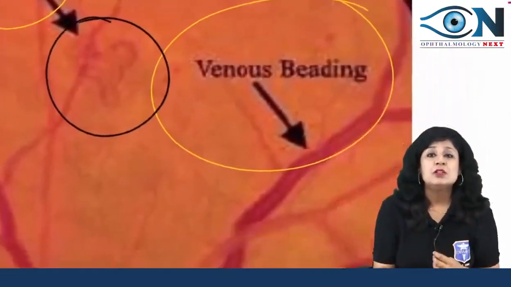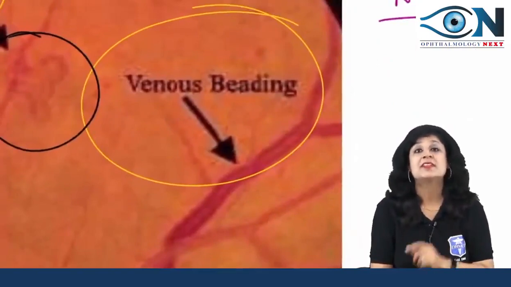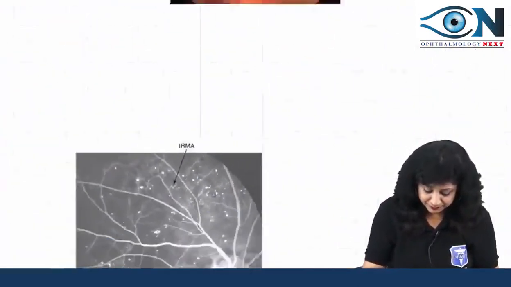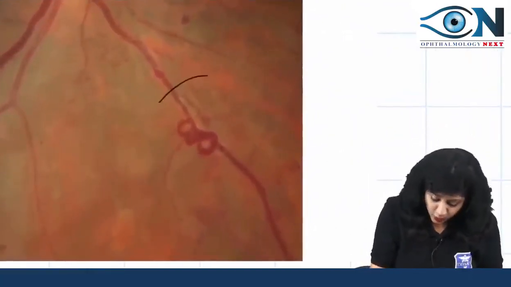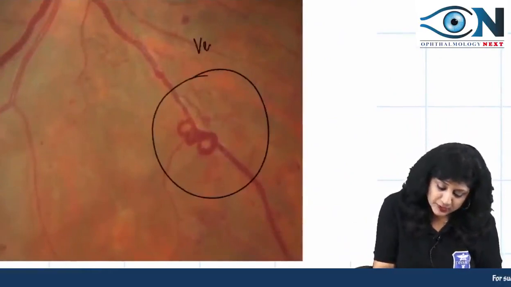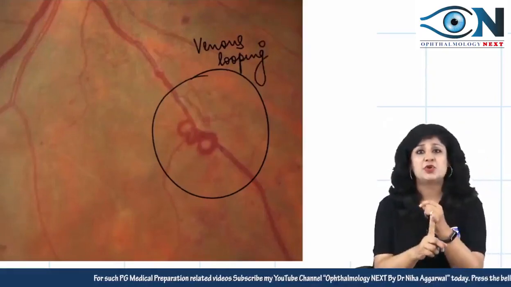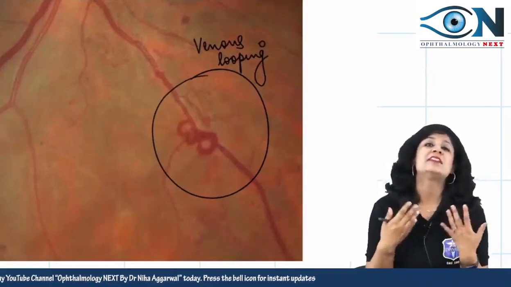Then we can also have the venous changes. We can have the beaded structure in the veins. And a very beautiful thing that you can also see is a looping. This is your 8-shaped loop that you are getting in veins. This is called venous looping. So you can see IRMA, you can see venous looping, and this is how we can see the severity of the NPDR.